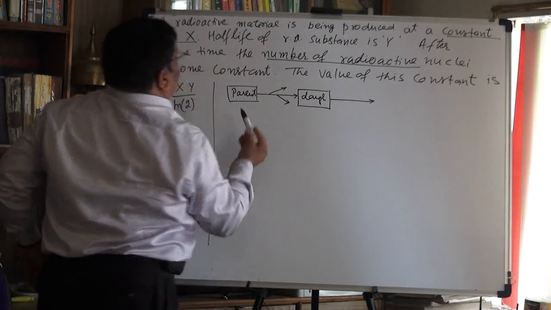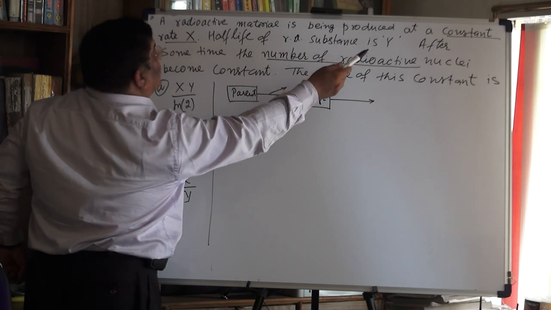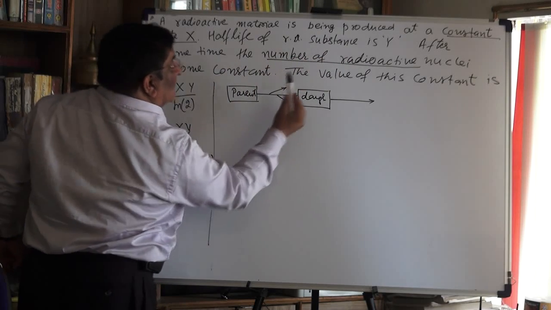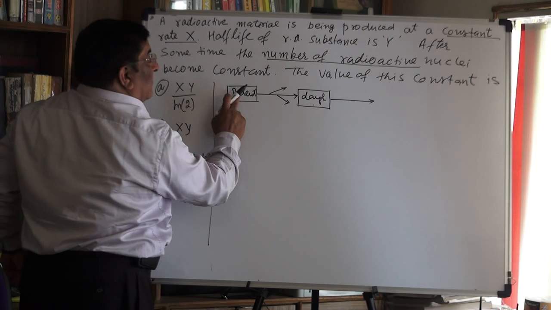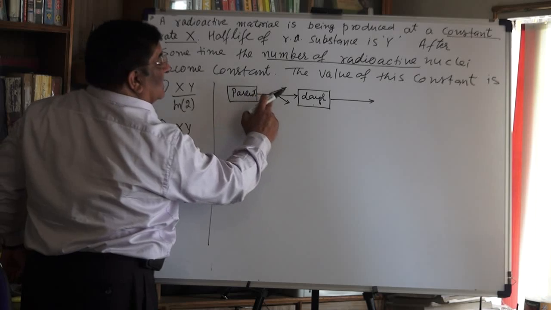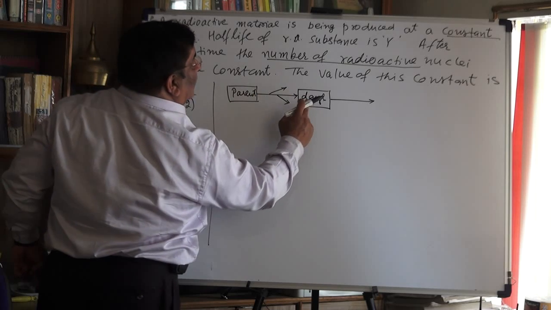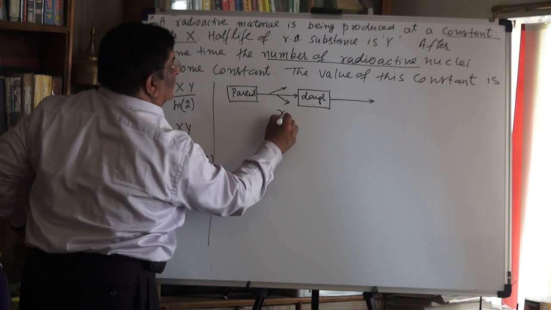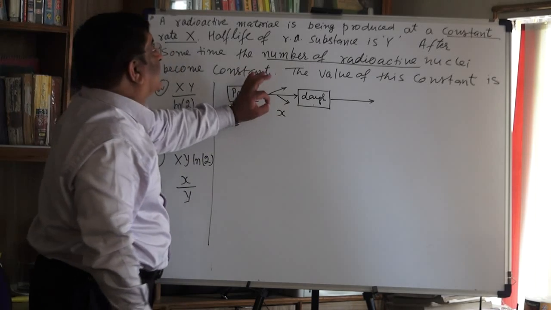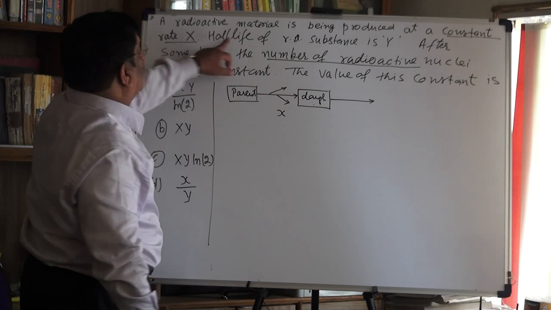This is being produced at a constant rate x. These are being produced, not this. This is a parent nuclei, there is disintegration and these are being produced. At what rate? The rate is x. These are being produced x per second.